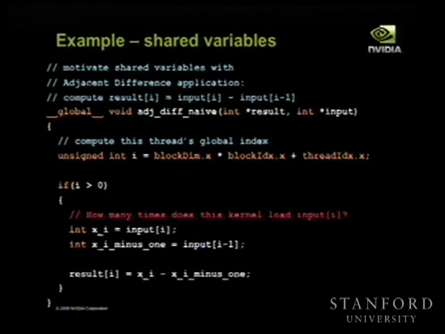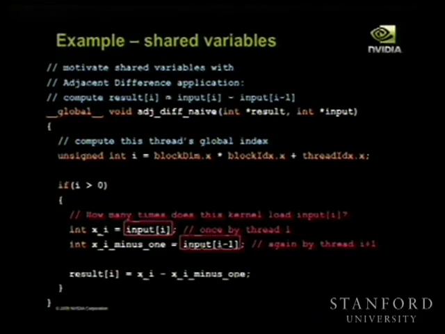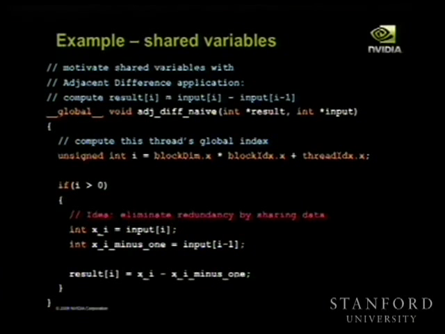Then we might ask, well, how many times does this kernel actually load element I, right? Are we doing anything redundant? So we load element I once by thread I, but then we load it again by thread I plus 1. So we're actually doing a lot of redundant work here, right? We're doing twice as many loads in the kernel as we actually need to do. So the idea is going to be, well, we want to eliminate this redundant load using shared memory. And basically what we're going to do is allow the threads to cooperate such that we're not doing any redundant work. And we're going to do that with shared memory.